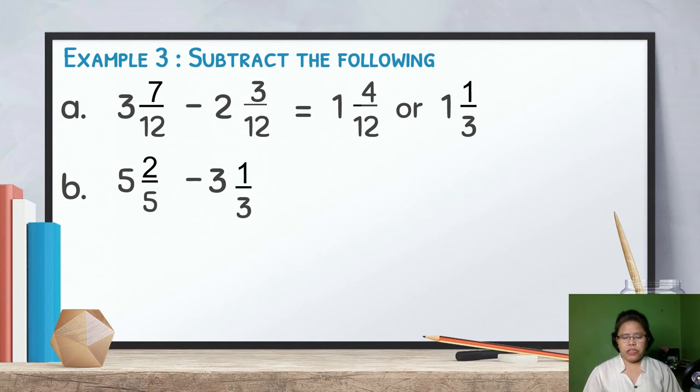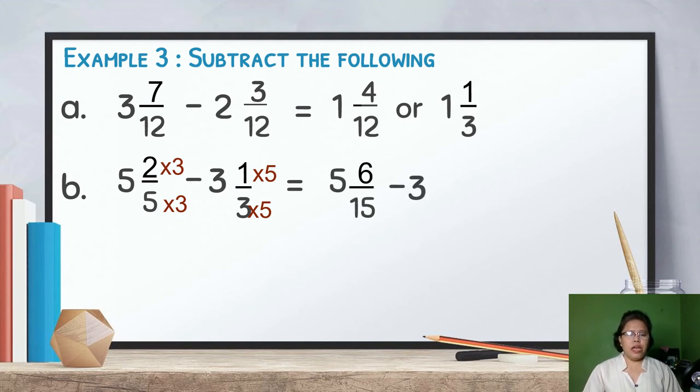So, 5 times 3, that would be 15. And then, 2 times 3, 6. Diba? So, times natin yung baba, times din ang taas with the same number. Right? Kung nalilito, balikan yung video natin on changing dissimilar fractions to similar fractions, ha? So, nandun lang din yun. And then, 3 para maging 15 times 5. And then, times 5 din sa taas. So, changing it to similar fractions, we now have 5 and 6/15 minus 3 and 5/15.